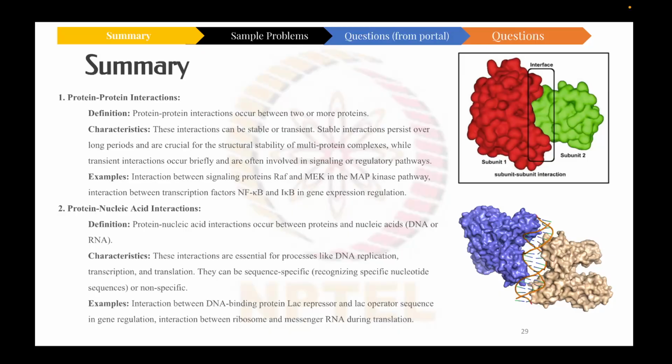Then we have transient interactions. Transient interactions are relatively short-lived and dynamic, occurring only transiently to regulate specific cellular processes. These interactions play a crucial role in signaling pathways, cellular regulation, and responses to external stimuli. Examples include interactions between signaling proteins in pathways such as MAP kinase signaling, receptor-ligand interactions, and interactions between transcription factors and regulatory proteins.